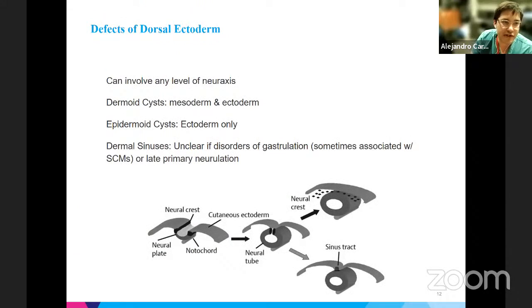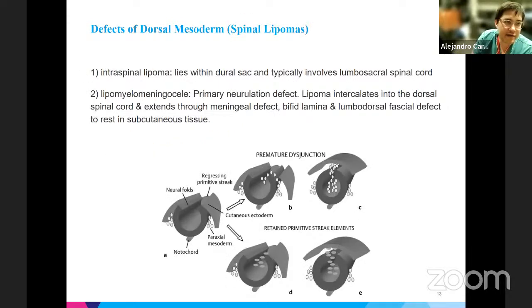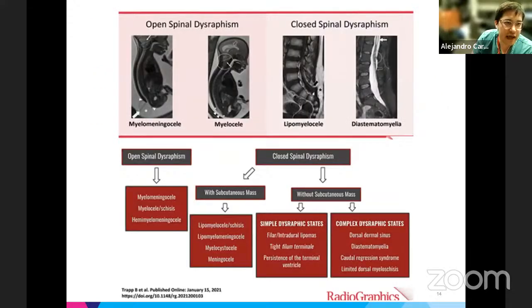Defects of the dorsal ectoderm can involve any level in the neuroaxis, and they form dermoid cysts, epidermoid cysts, or dermal sinuses. Defects of the dorsal mesoderm turn into either intraspinal lipomas or lipomyelomeningocele. This leads to either an open spinal dysraphism or a closed spinal dysraphism. Open spinal dysraphisms don't have a skin lining over them, so they form myelomeningocele.